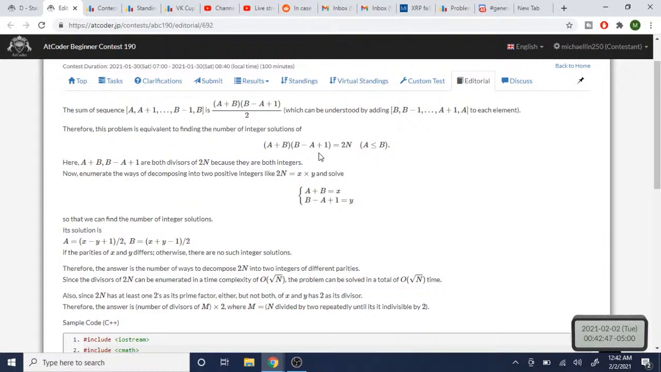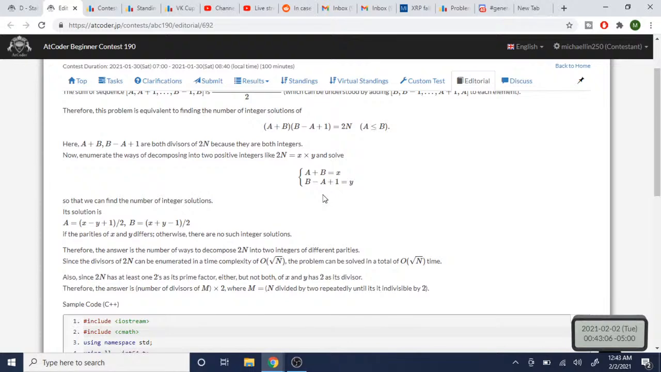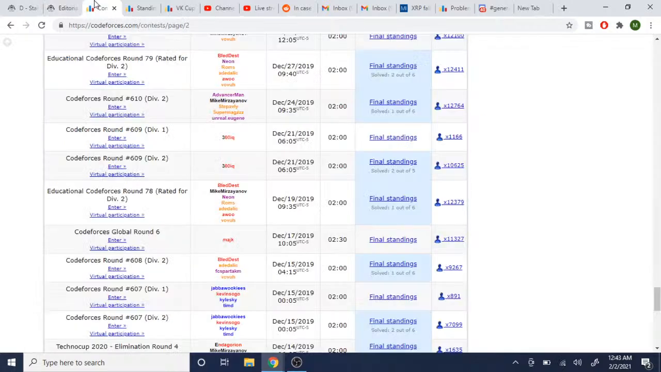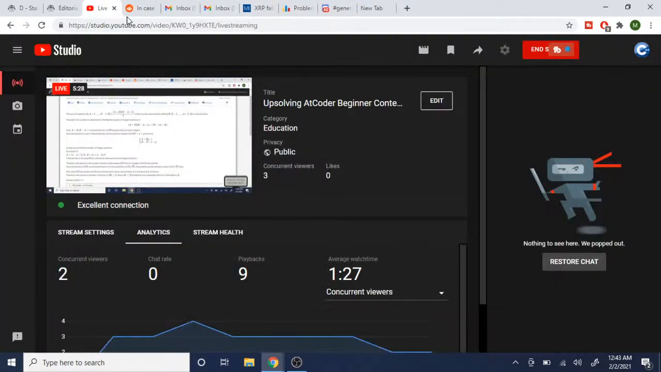Since 2n has at least one prime factor 2, 2 is a divisor. Therefore, the answer is the number of divisors of m times 2, where m is n repeatedly divided until it's no longer divisible by 2. Huh. I don't know what that means. Let's try to implement it ourselves first. I'm going to close all my tabs. So many tabs.